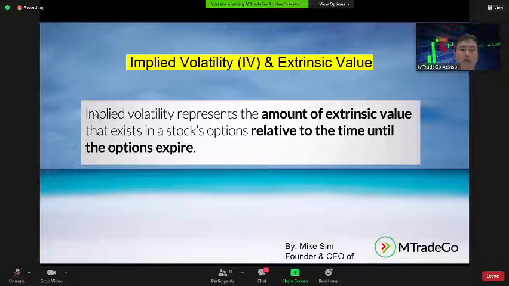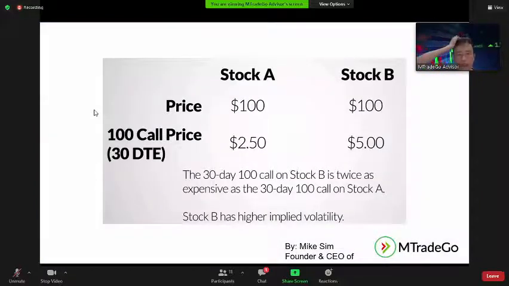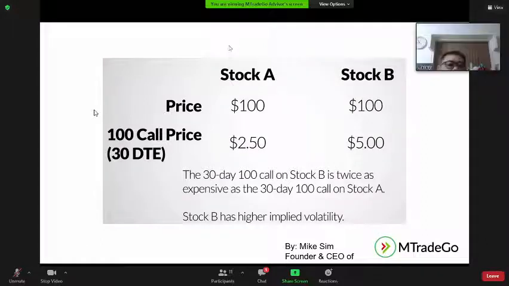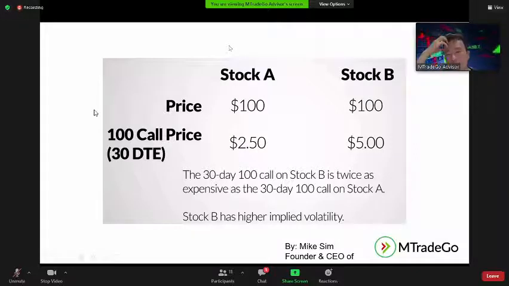All right. Look at this stock price. Which one has a higher IV, A or B? When you look at the option price, B. Of course it's B. You look at this, you know already.